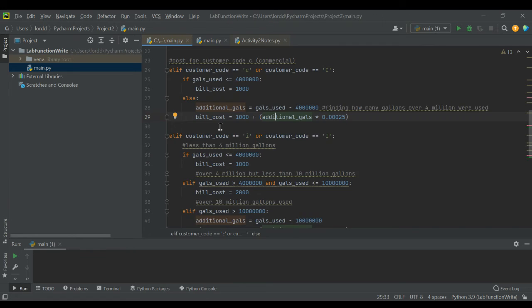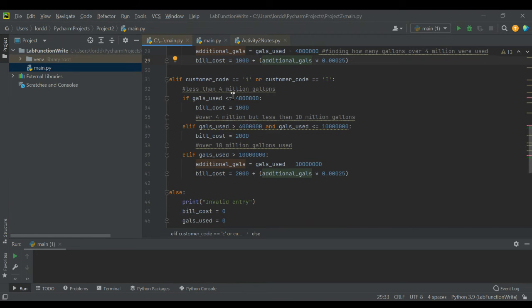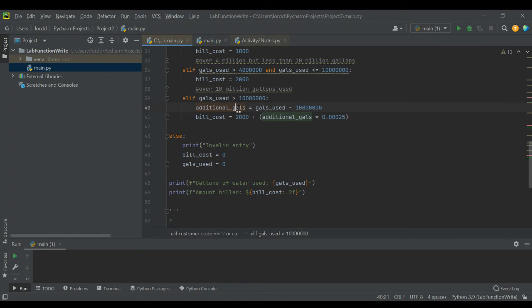And our else if for industrial, customer code is lowercase or uppercase I. For less than or equal to 4 million gallons, our bill cost is just 1,000. But if it's over 4 million but less than 10 million gallons, our bill cost is 2,000. Now for anything over 10 million gallons used, again we find the additional gallons by doing gallons used minus 10 million. And our bill cost is 2,000 plus 0.00025 times our additional gallons, the gallons that were over 10 million.